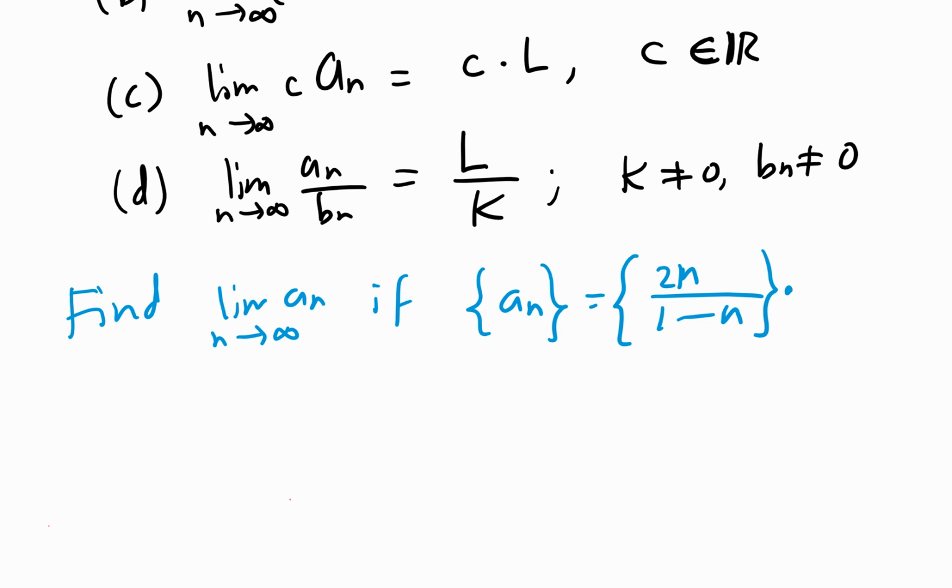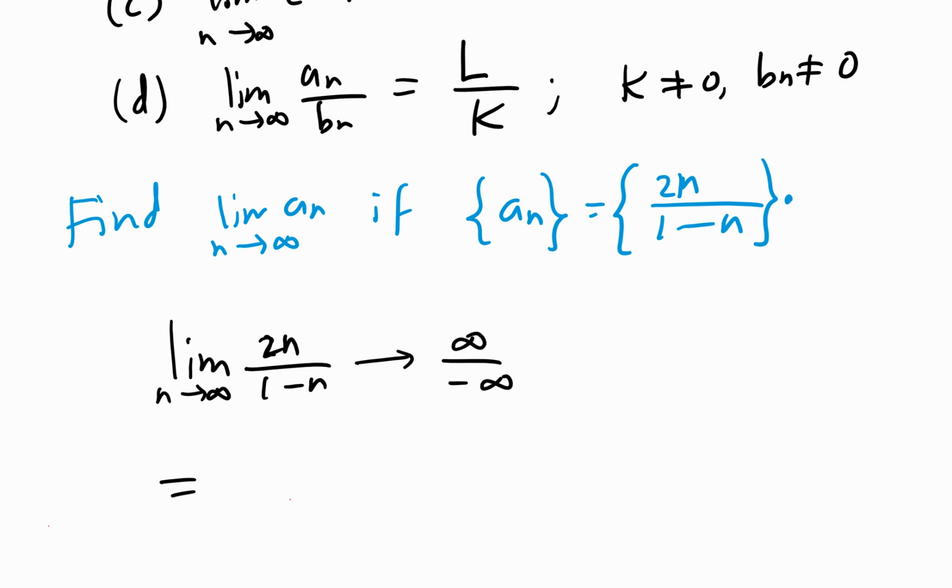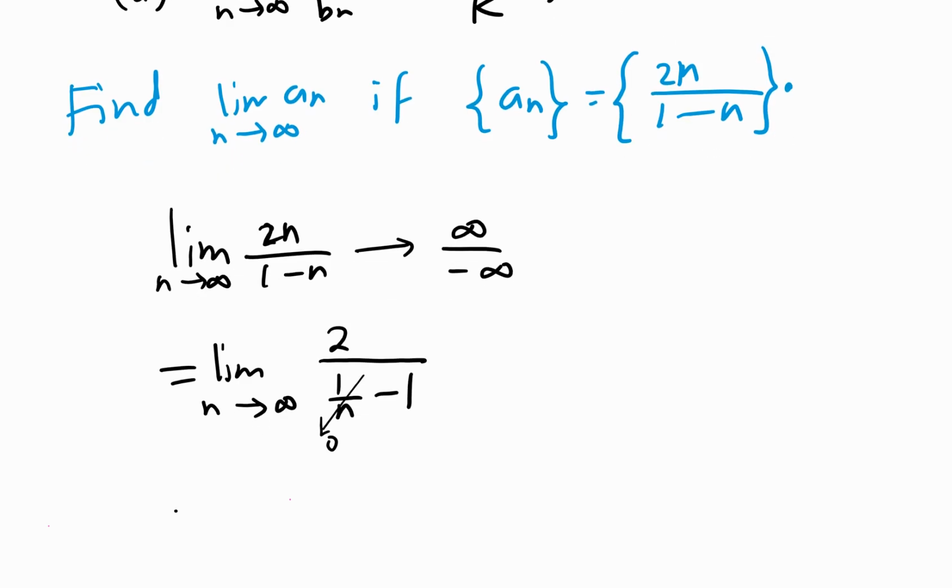We're going to find the limit of a_n, which is 2n over 1 minus n, as n approaches infinity. If you try to pass the limit on top and on the bottom, that's going to go to infinity over negative infinity, which is indeterminate. One way to do that is to use L'Hopital's rule by finding the derivative of the top and the derivative of the bottom, or you can divide top and bottom by n. You get 2 over 1 over n minus 1. This will go to 0, and that would give us 2 over negative 1, which is negative 2.